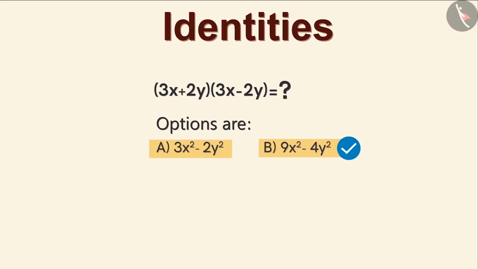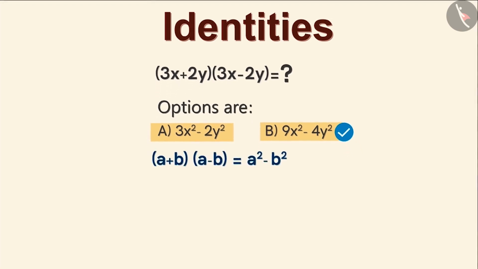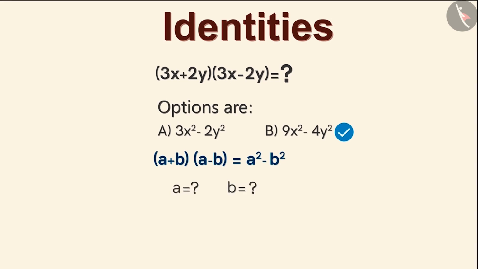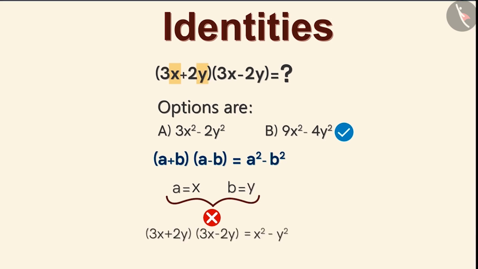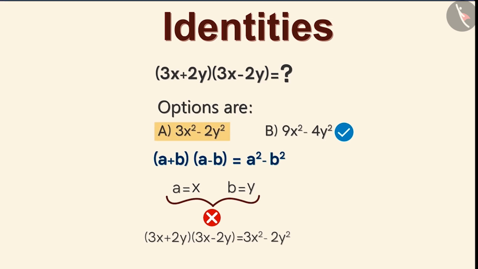We know that we have to use this identity in order to find the answer. But what should we take in the place of A and B? This is where we make a mistake. We take A as X and B as Y. So, we get this. Now we just multiply these coefficients like this. So we get option A as the answer. But this is an incorrect answer.